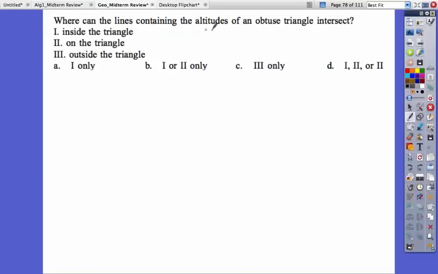Where can the lines containing the altitudes be? These are not always inside of the obtuse triangle, so those are always outside. C is my correct answer.